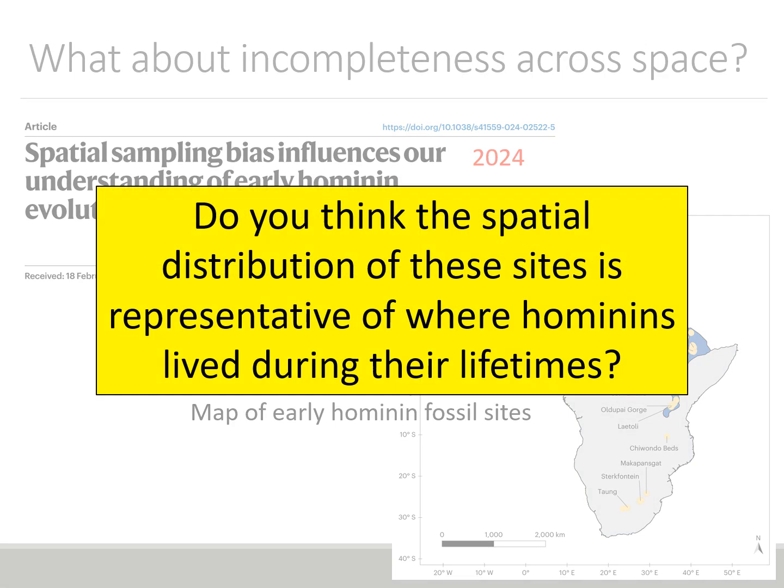Do you think the spatial distribution of these sites, particularly the ones in Eastern Africa, is representative of where hominins lived during their lifetimes? The answer is almost certainly no. Hominins probably lived more widely spread around Africa, but what gets preserved in the fossil record and recovered by paleontologists is just in this area. And again, we'll go over why that is in a future lecture.